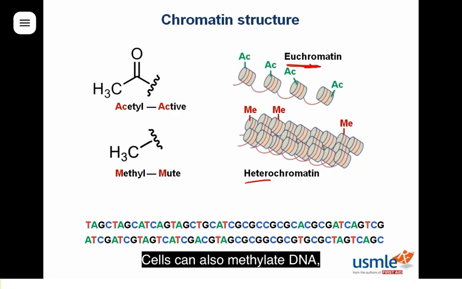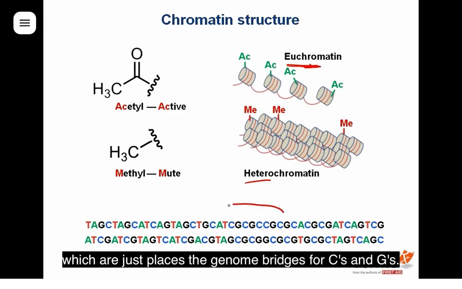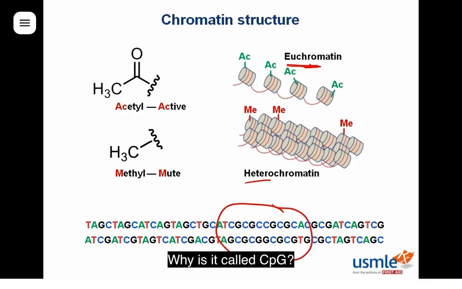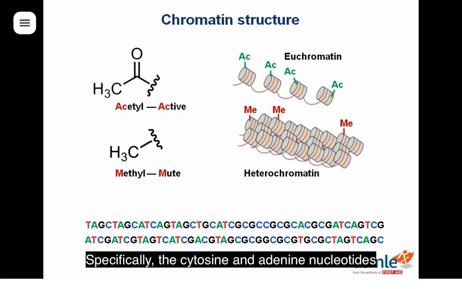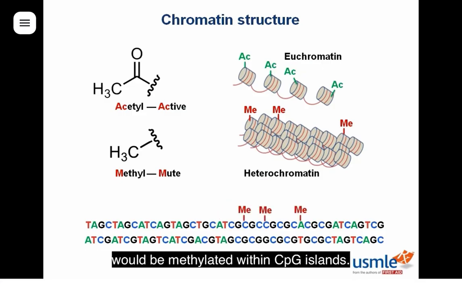Cells can also methylate DNA, specifically at sites called CpG islands, which are just places in the genome enriched for C's and G's. Why is it called CpG? The P represents the phosphate which separates one nucleotide from the next. Specifically, the cytosine and adenine nucleotides would be methylated within CpG islands.